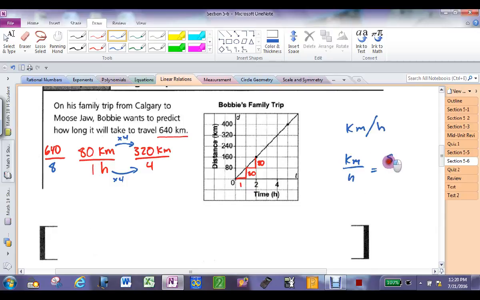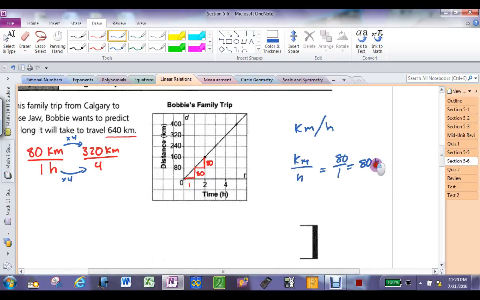80 divided by 1 gets me 80 kilometers per hour. This is a slope. Slope gives us what we call the rate of change. Now, when it's distance and time, that rate of change is a speed. If it's not distance and time, it's going to give you a different piece of information, but it's always the rate of change.